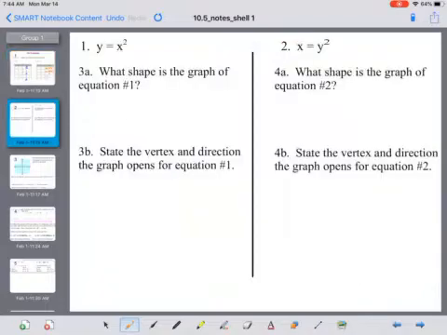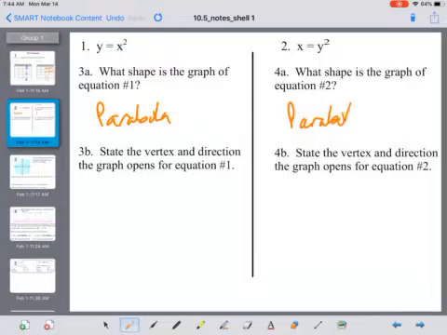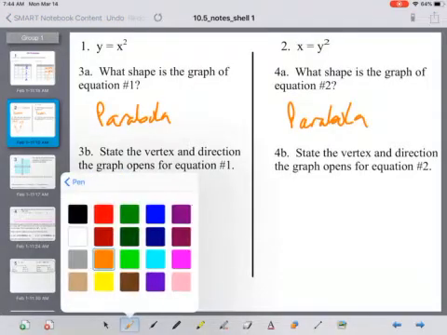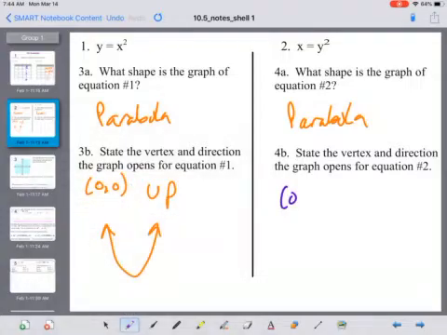So then the next question is, when we're talking about those, what kinds of shapes are those? In both of these cases, they are both parabolas, just how will they look differently? So first off, they are both parabolas. The first one has a vertex of 0, 0, but it will open up. And the second one has a vertex still of 0, 0, but it will open up to the right.